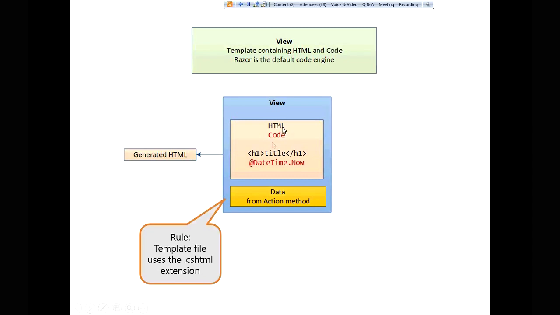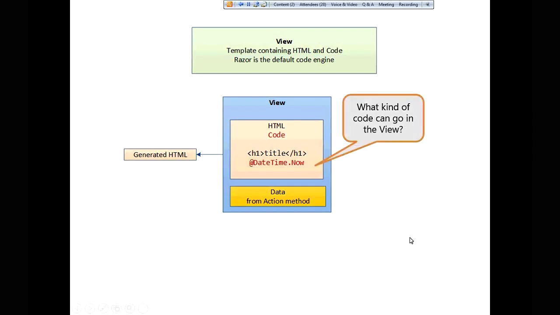Okay. Razor also has syntax rules that indicate how to switch from HTML to code in the Razor template. So here you can see I've got some HTML and some code. The way you write HTML is it looks just like HTML, and then you switch over to code by using a special symbol, in this case the @ symbol. And the @ symbol says I'm calling the DateTime class and I'm working with its Now member.